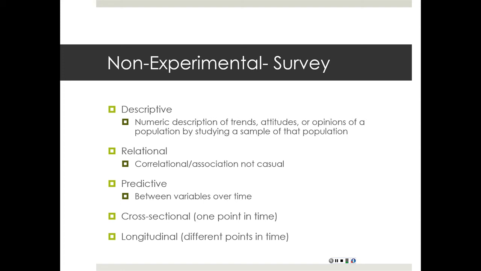A cross-sectional survey is given at one point in time. It will give you results that indicate a participant's attitude or opinion at the time of the survey. Any type of description, relationship, or prediction will be a snapshot taken at this specific time. A longitudinal survey will be given over different points in time to determine any types of changes in trends, attitudes, or opinions, as well as how variables may be related or predictive over time.